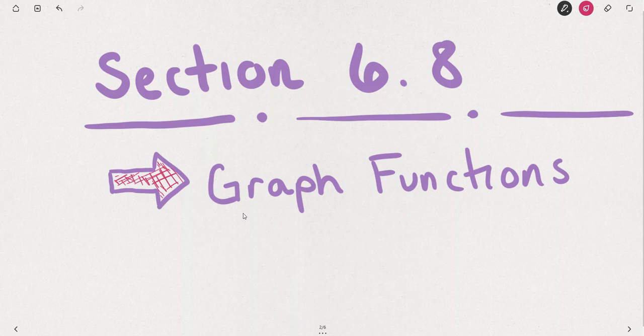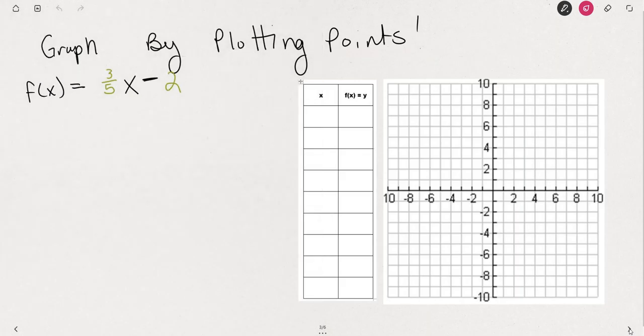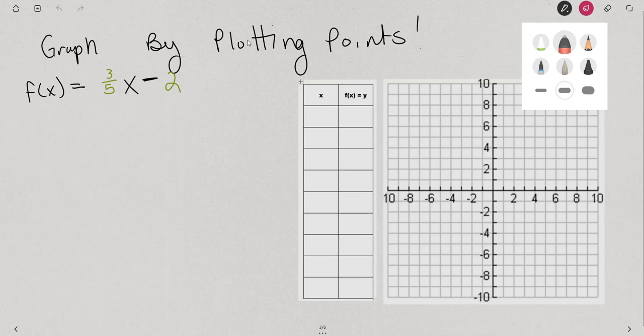Section 6.8 in our Math 161 Quantitative Reasoning course has a few different topics, but the topic I'd like to spend a little extra time on is graphing functions. Graphing functions can be done a number of ways, but the way that I'm going to suggest will work every time is going to be point plotting.